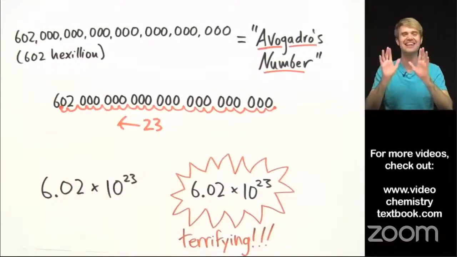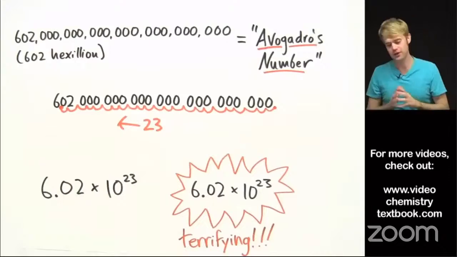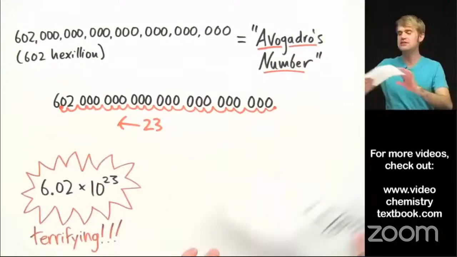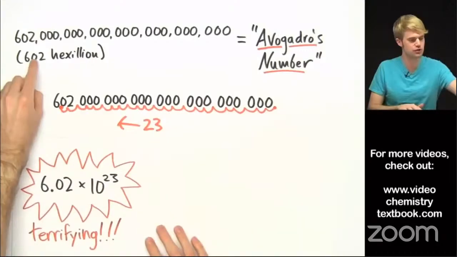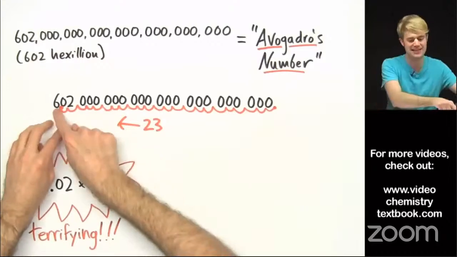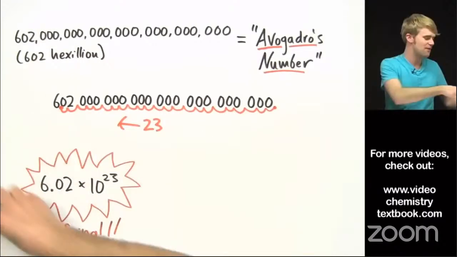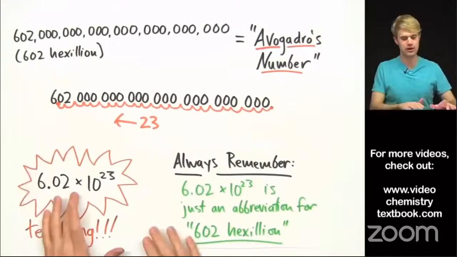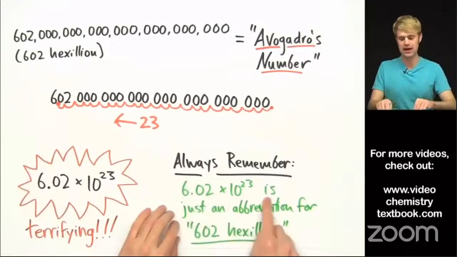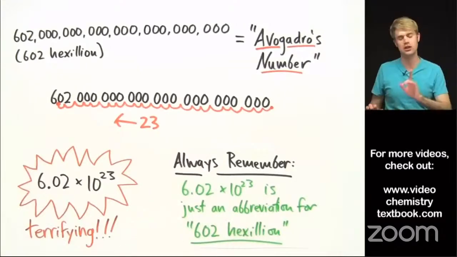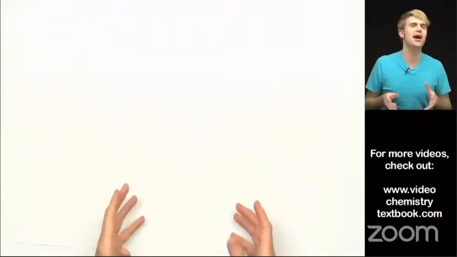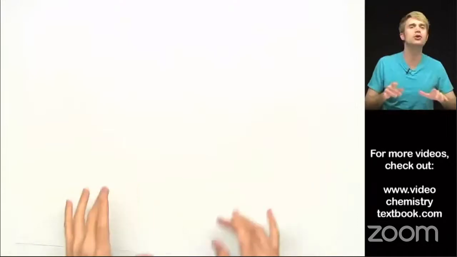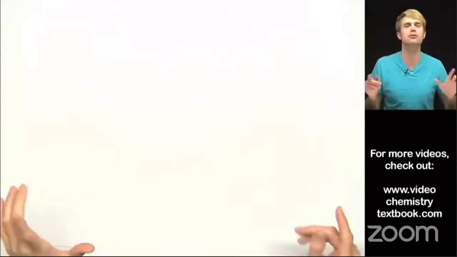Relax. It's okay. 6.02 times 10 to the 23rd might look a little terrifying, but just remember that it is an abbreviation for 602 hexillion, that it is an abbreviation for this very large number here. And every time you see 6.02 times 10 to the 23rd, just remember that it is an abbreviation for 602 hexillion. Okay, so now we've learned what a mole is, how many things are in a mole, and we've learned how we can abbreviate this gigantic number, 602 hexillion.